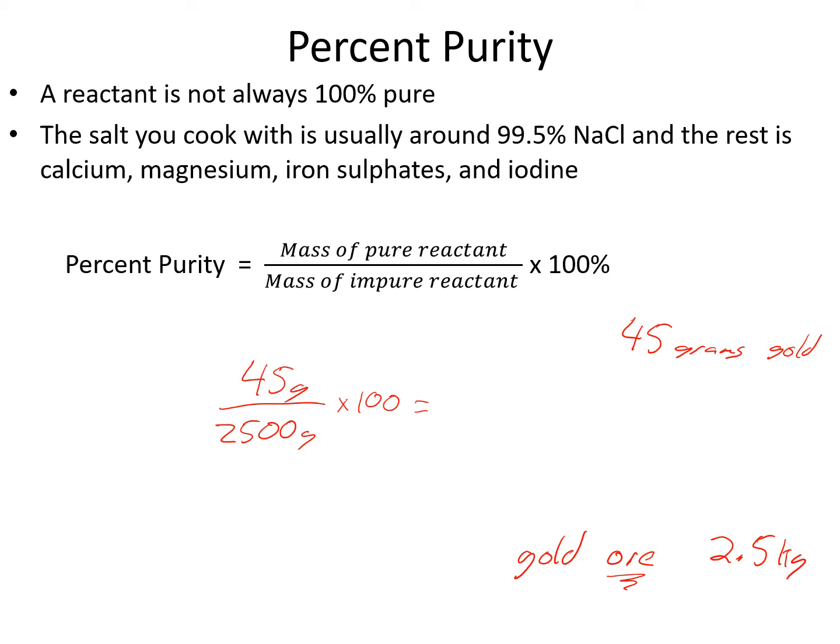So 45 divided by 2,500, and I get, it's only 1.8% pure.